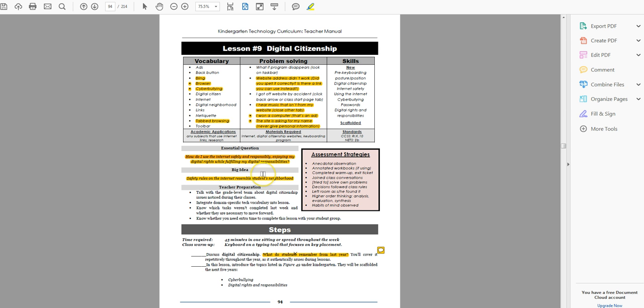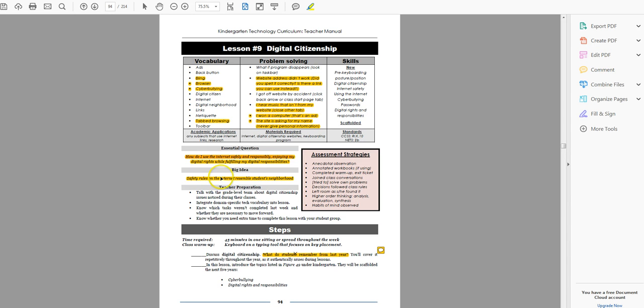Okay, your essential question throughout about digital citizenship is, how do I use the internet safely and responsibly, enjoying my digital rights while fulfilling my digital responsibilities? The rights come with responsibilities. The student doesn't just get to go on the internet and grab all this free stuff. It comes with the obligation to do that safely, legally, to cite sources, to take care of other people on the internet, to be polite as you would in any other social group.